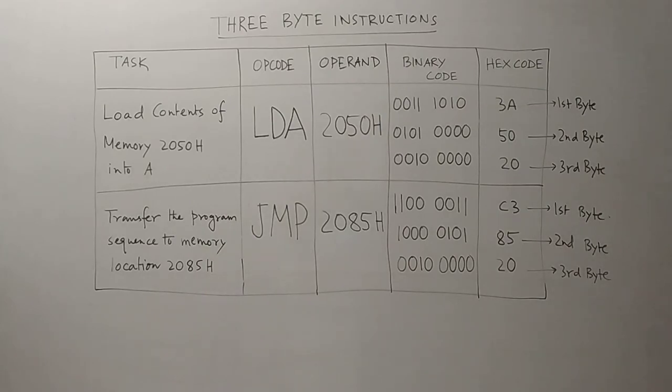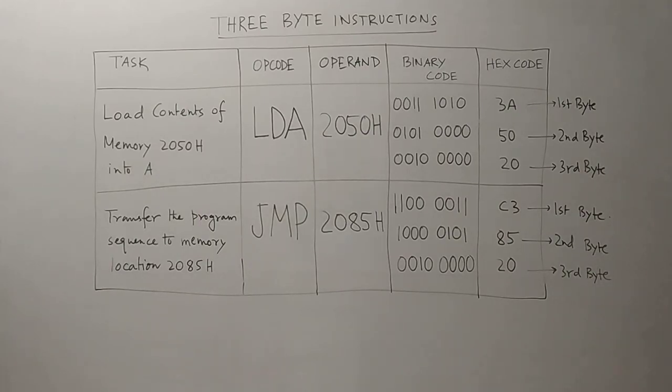For example, suppose we have a task where we have to load the contents of memory 2050H into A. The opcode will be LDA and the operand will be 2050H because the memory location is 2050H.